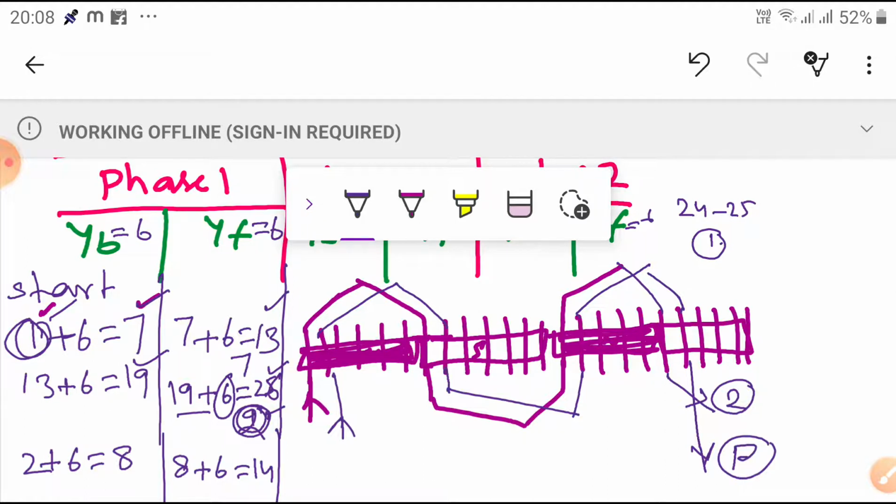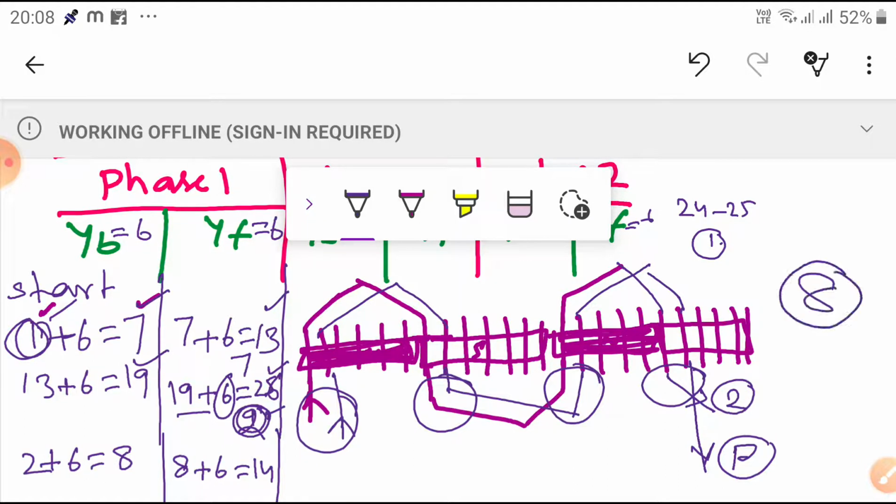So what has happened here? 2 slots, 2 slots, 2 slots and 2 slots, 8 slots. My quota is finished. So this is the phase 1 winding, the wave winding.